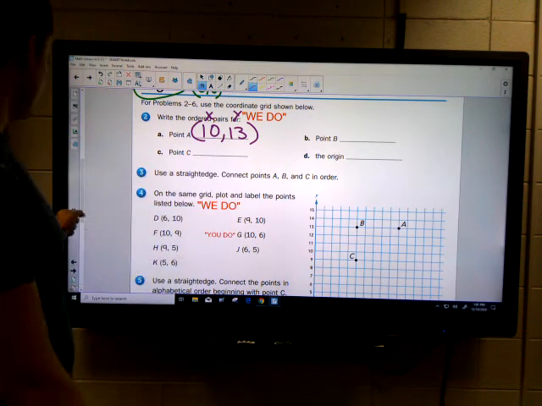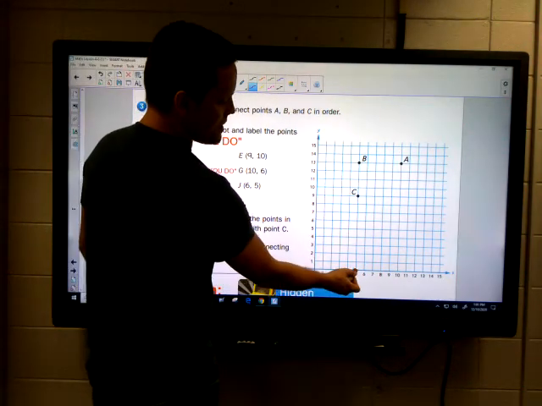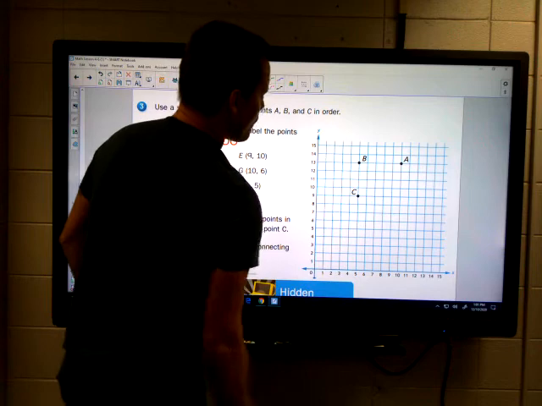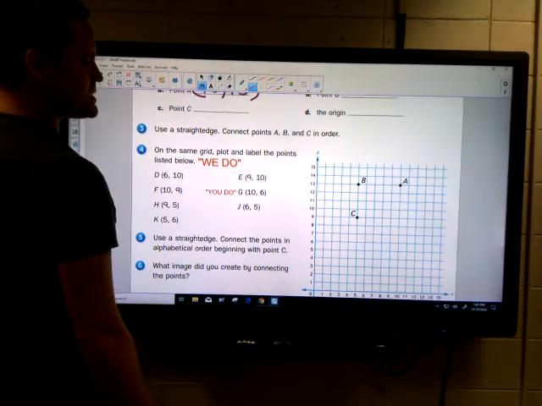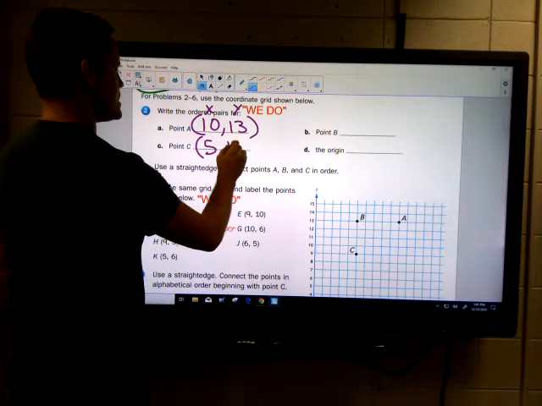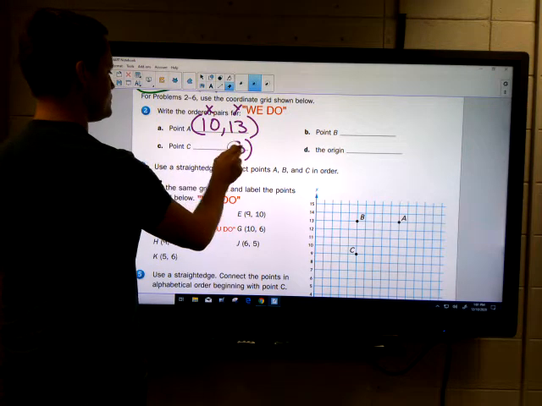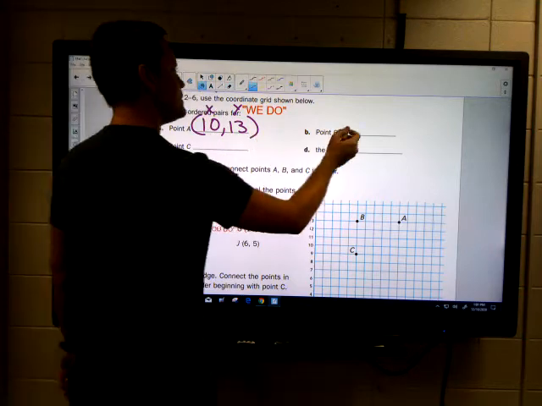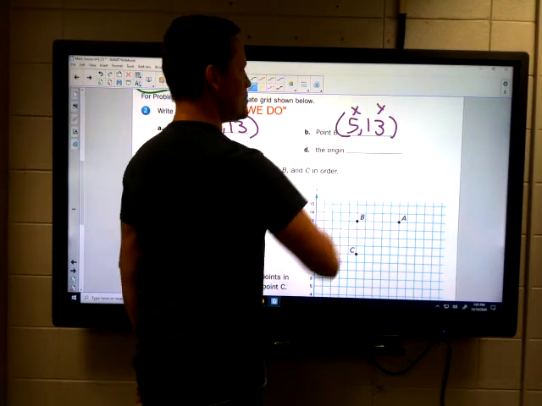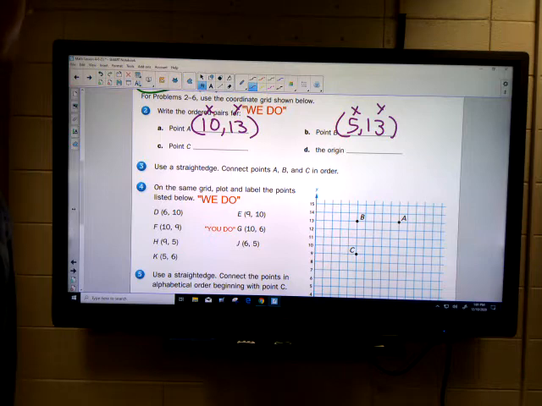Let's move on to point B. Where is point B at? Here it is. I'm going to dribble to my 5, and I shoot it to my 13. Y is 13. So 5 is the X value. 13 is the Y value. Oh, I put it on the wrong line. Oops. (5, 13). There we go. You don't have to label it X and Y every time. Just the ordered pair is fine, okay?